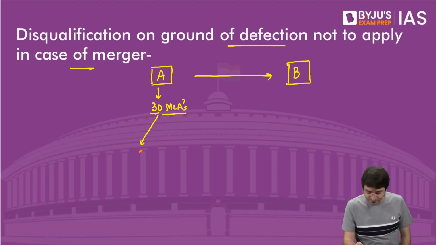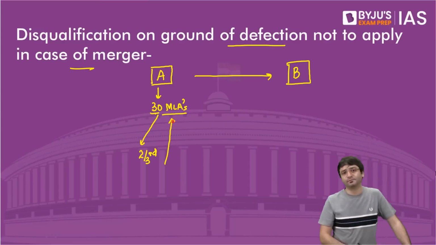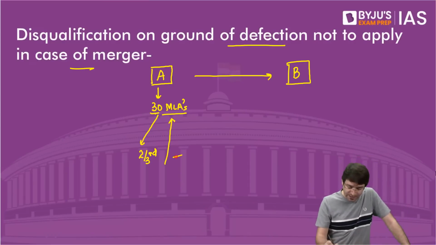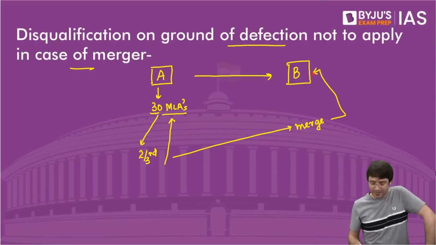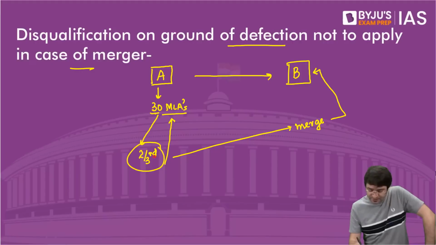But what if 2/3 of these MLAs decide to merge with this political party B? These 2/3 MLAs will not be disqualified.